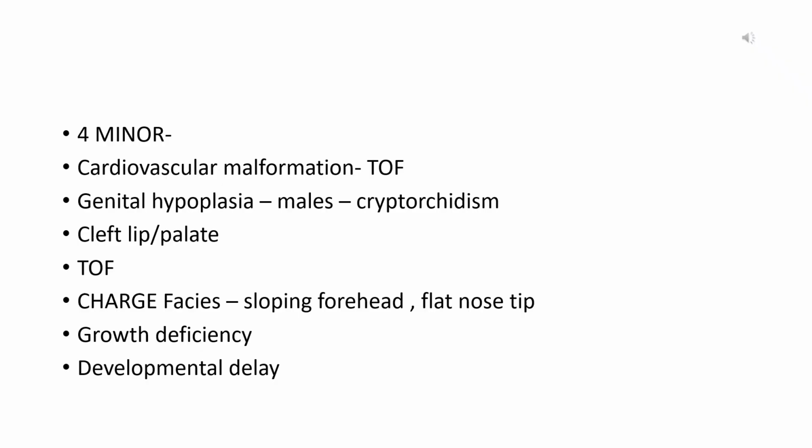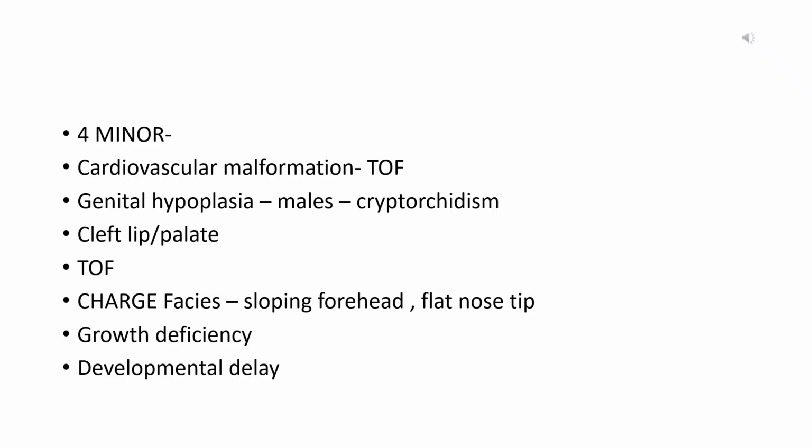Now, what are the minor criteria? There are four minor criteria for CHARGE syndrome. First one is cardiovascular malformation, as we have discussed in previous slides. The most common variety is tetralogy of Fallot. Genital hypoplasia in males, most commonly cryptorchidism. There can also be cleft lip or cleft palate.